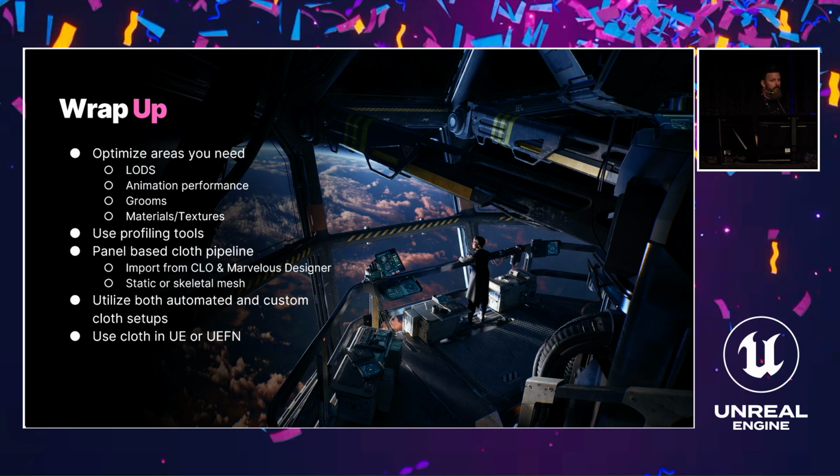All right. We've covered a ton of information today, so let's touch on some of the highlights. When creating performant MetaHumans, we looked at 4 areas: the number of nodes used, animation performance, groom optimizations, as well as material and texture savings. Use the profiling tools to help you better understand what's expensive and where to start optimizing. And then you can import your clothing from software packages like Clo and Marvelous. You can utilize both automated and custom setups, set up a cloth asset graph, and use those both in UE or Unreal.